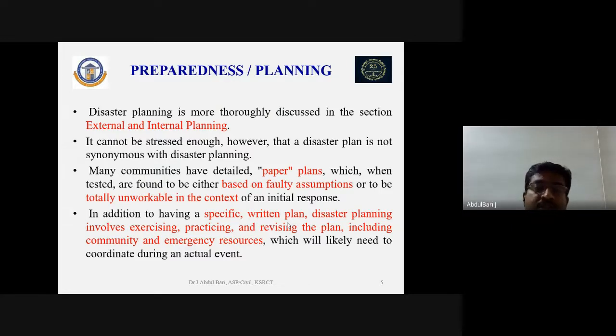after the response. So in addition to the paper plan, disaster planning includes exercising, practicing, and revising the plan, which includes the community as well as the emergency resources that are likely to need to coordinate during the actual event. This is about your preparedness phase, or otherwise the planning phase of your disaster.